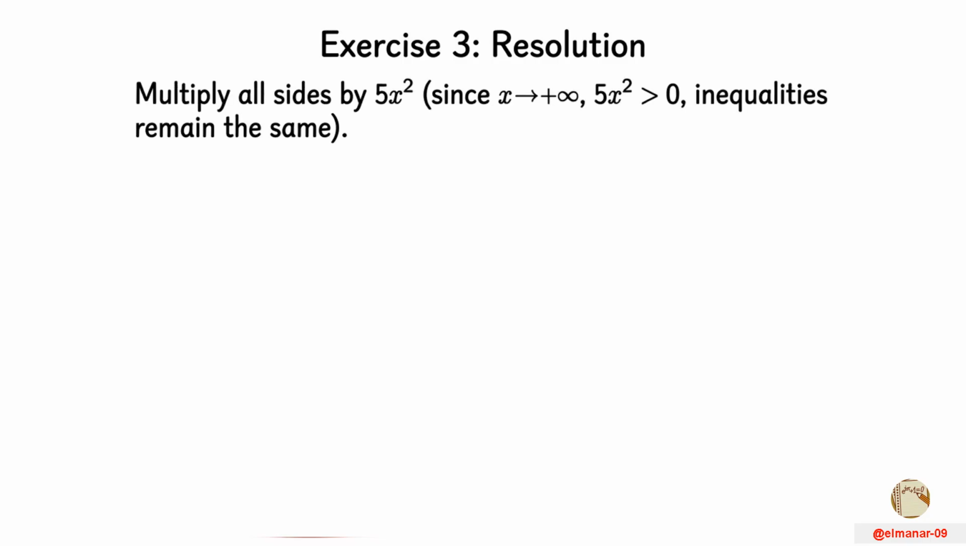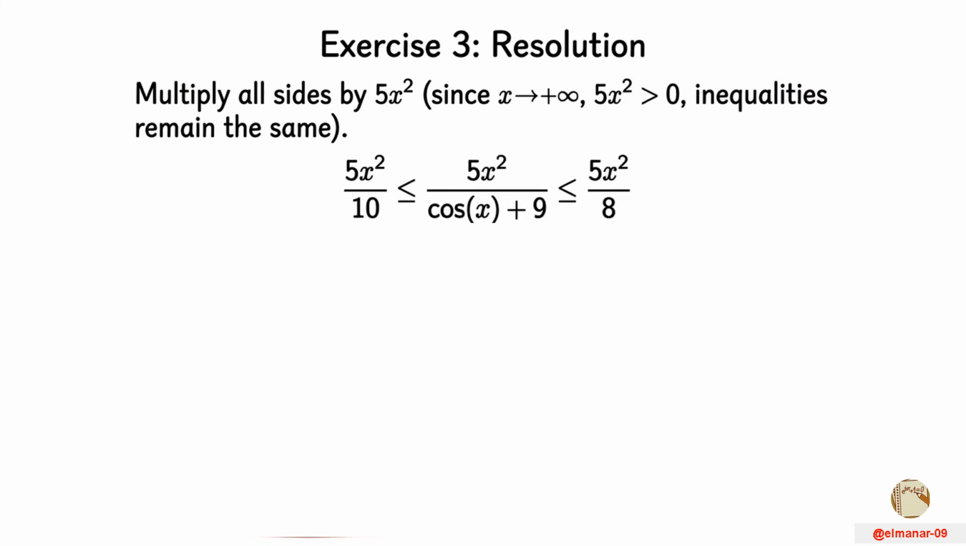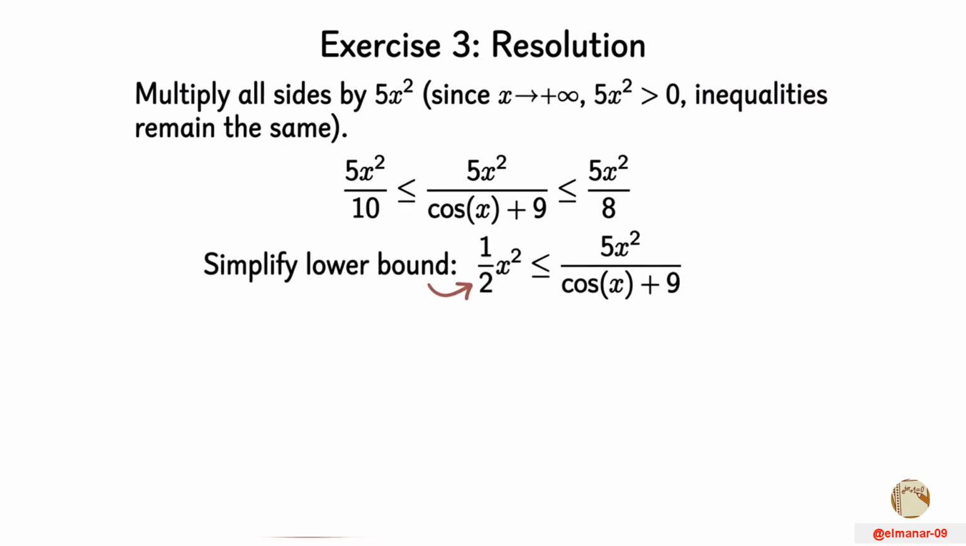Continuing exercise 3 resolution. Now that we've handled the denominator, we multiply all sides by 5x squared. Since we are heading to positive infinity, 5x squared is positive, so the inequality signs stay exactly as they are. This gives us 5x squared over 10 on the left and our target function in the middle. We can simplify that lower bound. 5 over 10 is just 1/2, so our lower bound is 1/2 x squared.